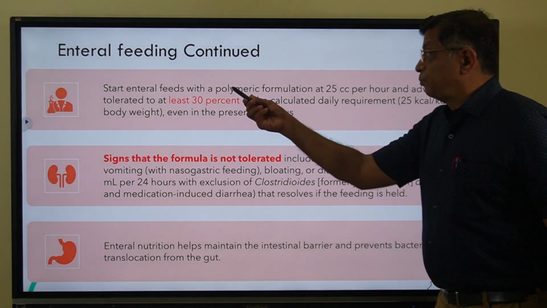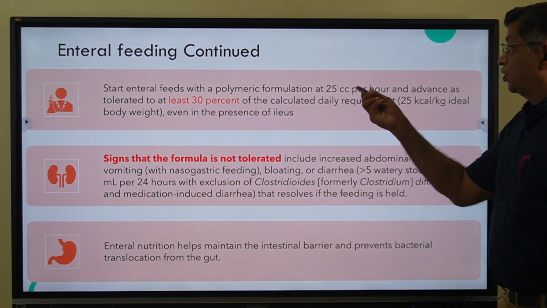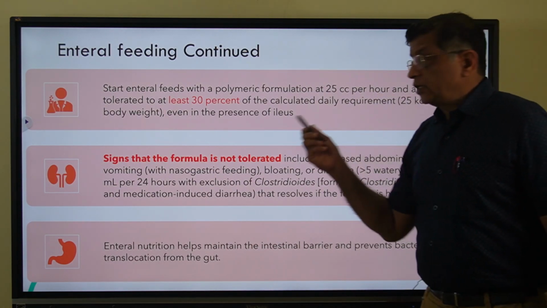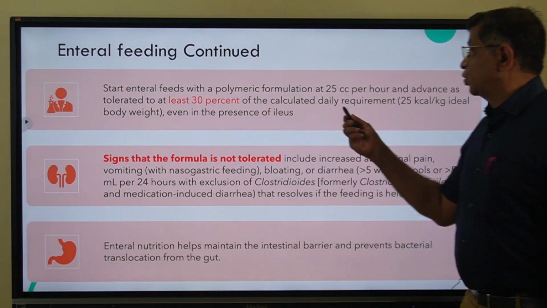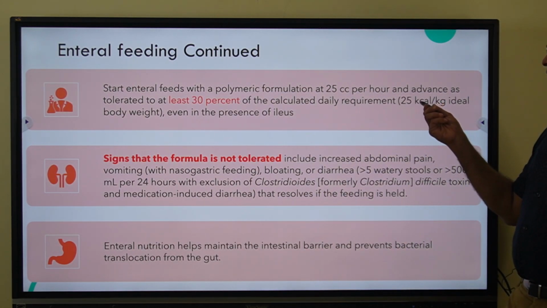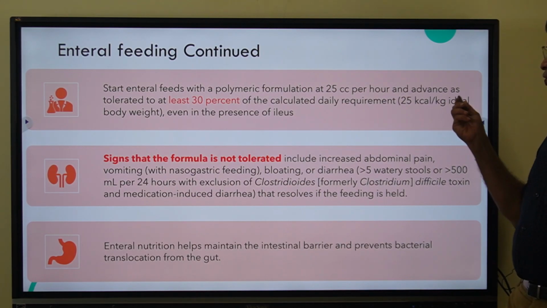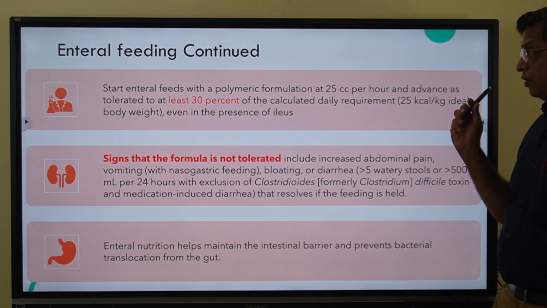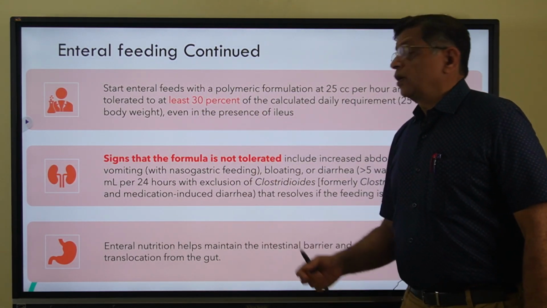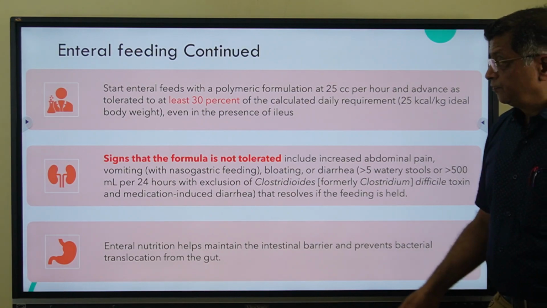Start enteral feeds with a polymeric formula at 25 ml per hour and advance as tolerated, so that at least 30% of calculated daily requirement is met. Daily requirement is calculated by approximately 25 kilocalories per kg of ideal body weight. So at least 30% of this requirement should be fulfilled with the enteral feeds.